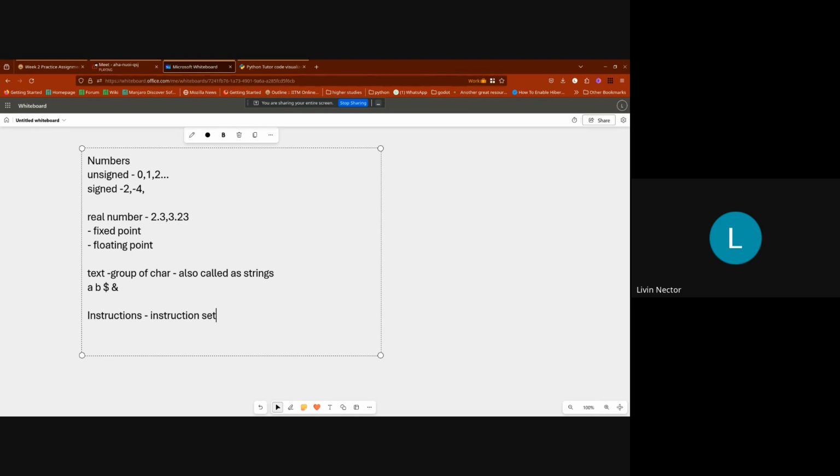So they have some instruction set, the set of instructions. Assume my computer only supports... It's a very minimal version of a computer that only supports addition and subtraction.